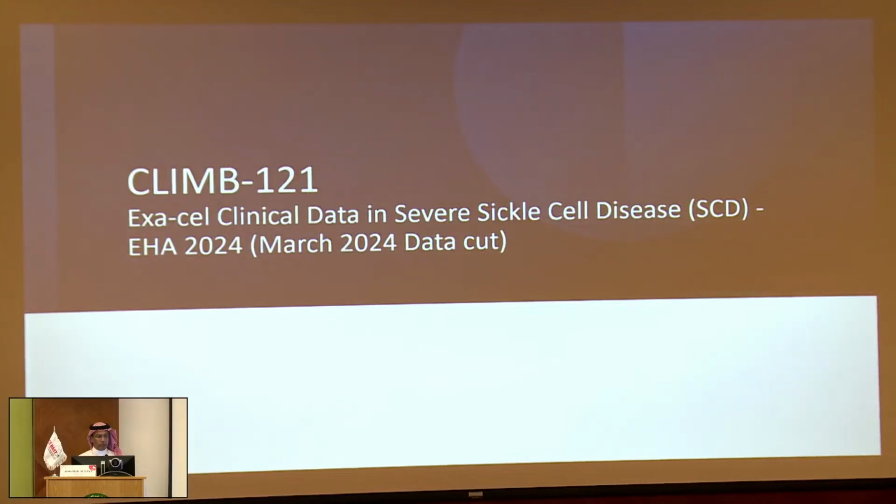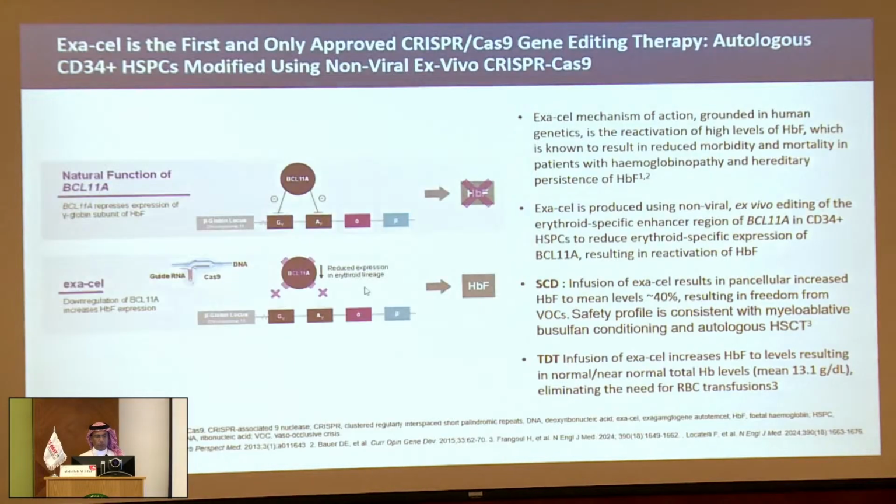Now we come to the update on the CLIMB-121 trial that was reported last year at EHA. I have explained the idea of BCL11A. Basically, the function of BCL11A is to suppress gamma globin, and this is a natural mechanism that happens in utero and early in the first few months of life. So once this gene becomes active, hemoglobin F, or gamma globin, is suppressed.